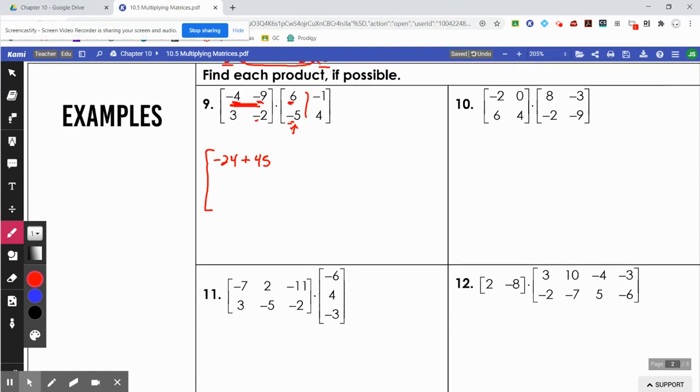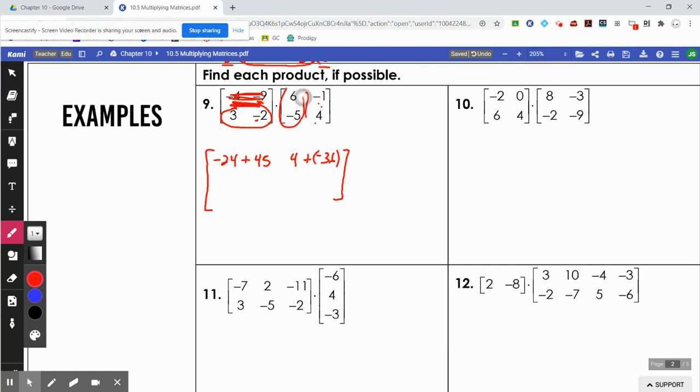We're done with that column. So now we move on to the second column. First row still, second column. Pair up the first with first, second with second. -4 with -1 gives you 4, plus -9 with +4 gives you a -36. And we'll clean this up in just a second. We're done with our first row, so now let's move on to our second row.